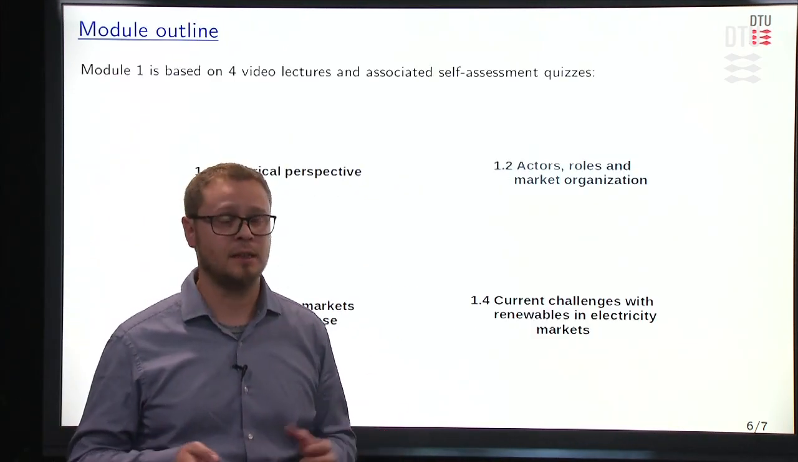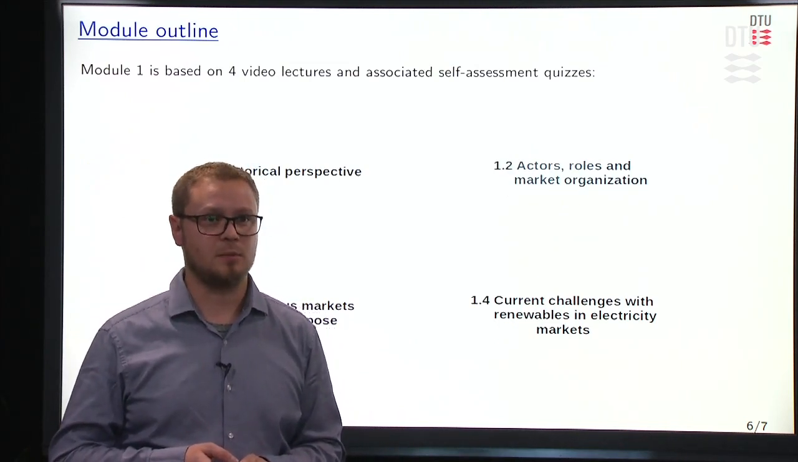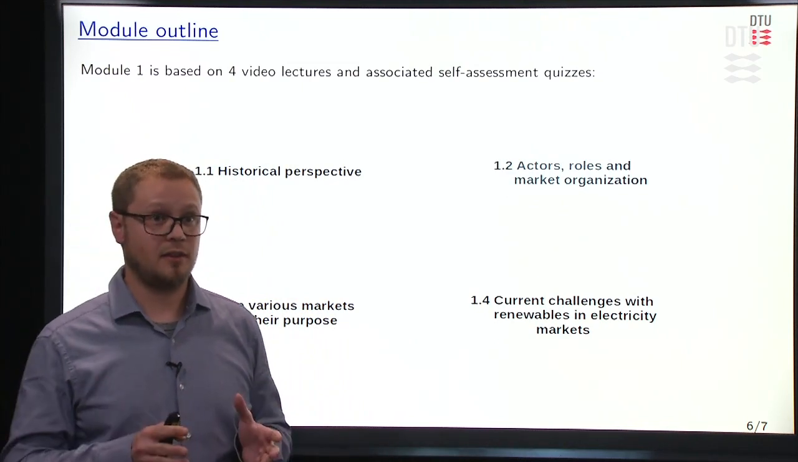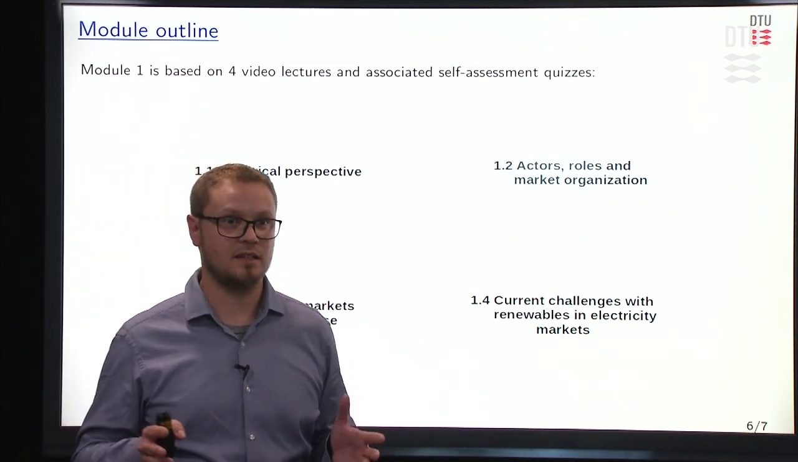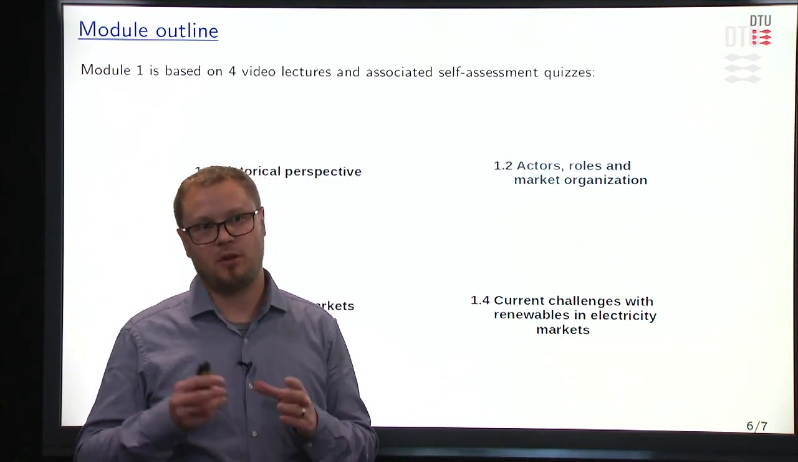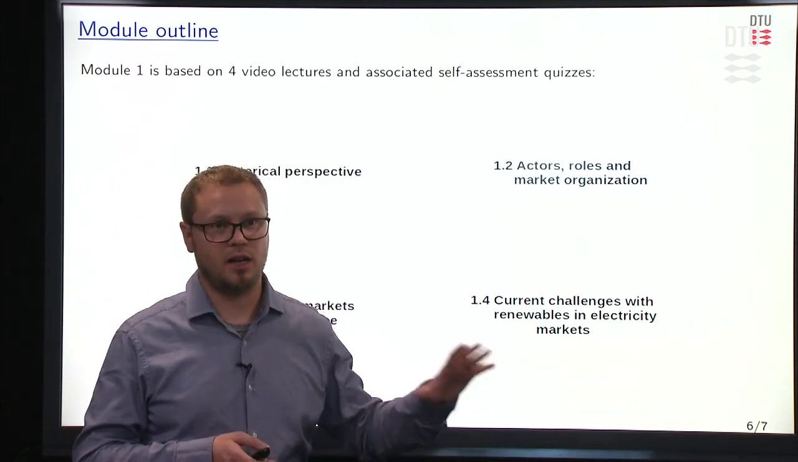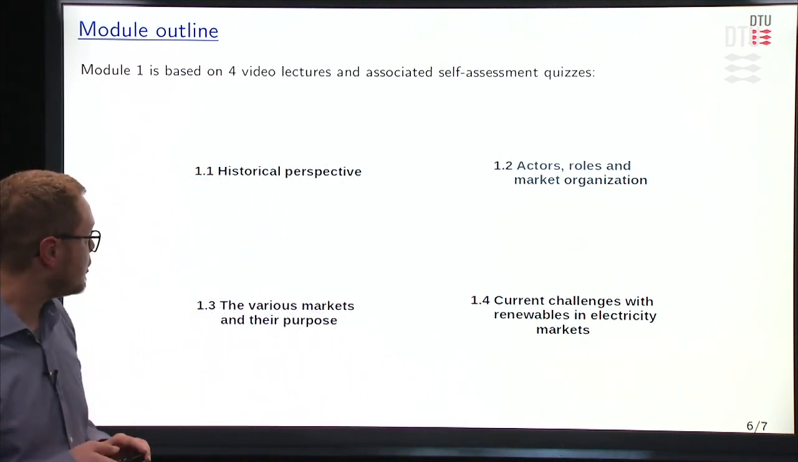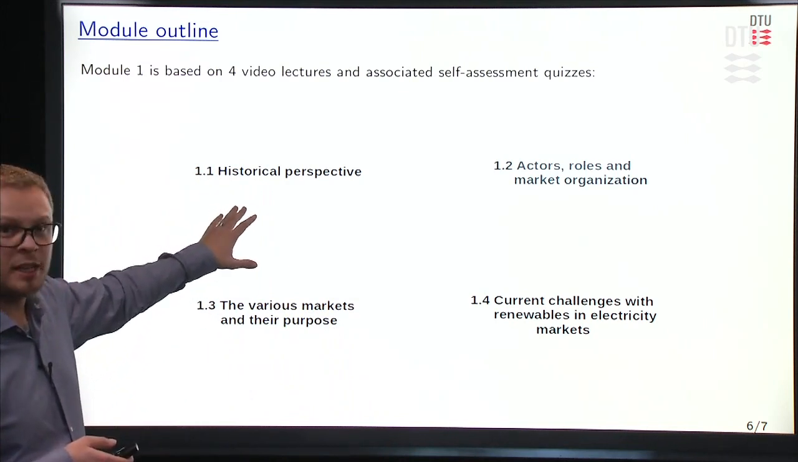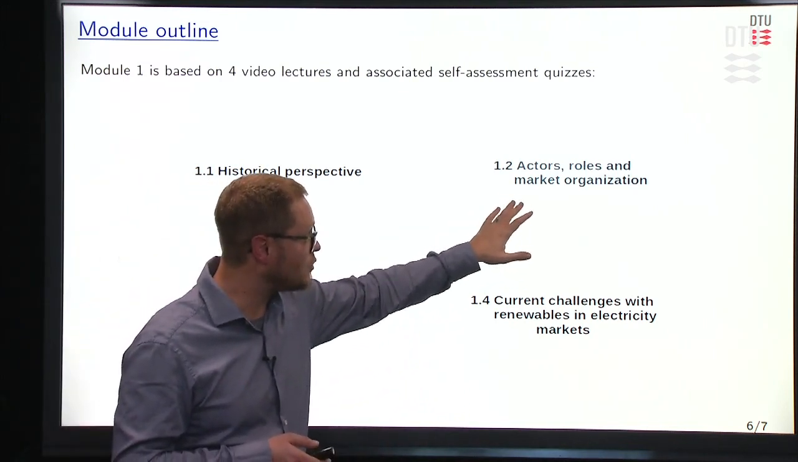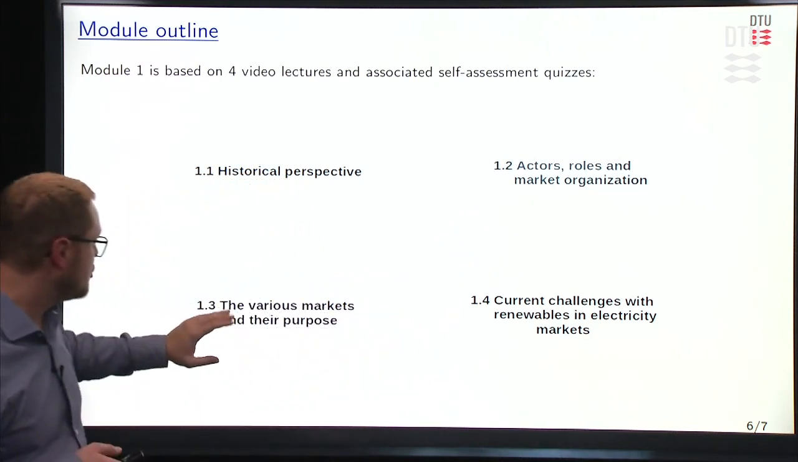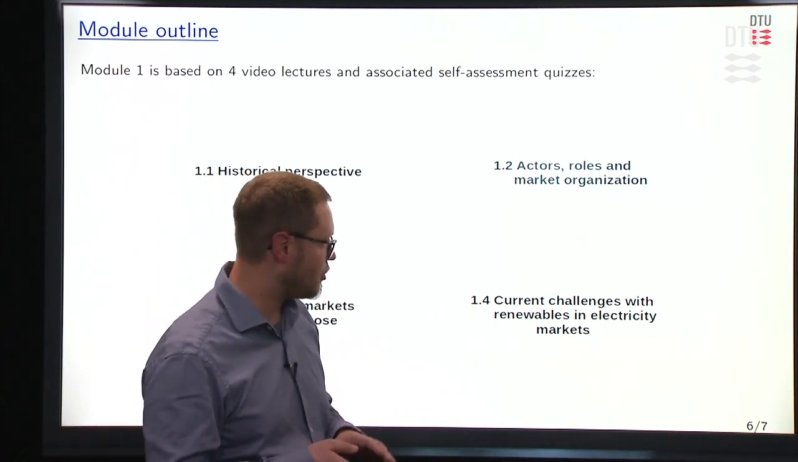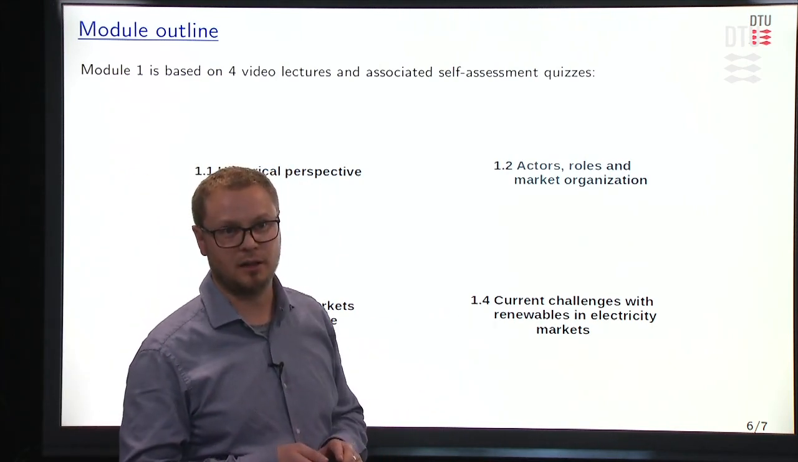How are we going to do that? There's going to be 4 blocks in this module 1. And for each block, we're going to have a video lecture and some self-assessment quiz. Obviously, some exercises and some project work will follow, but for the base learning of the module, we will rely on these video lectures and these quiz and exercises. The 4 blocks are a historical perspective first, a focus on actors, roles, and market organization second. Third, we'll go through the various markets and their purpose. Finally, we will discuss the current challenges with renewables in electricity markets.